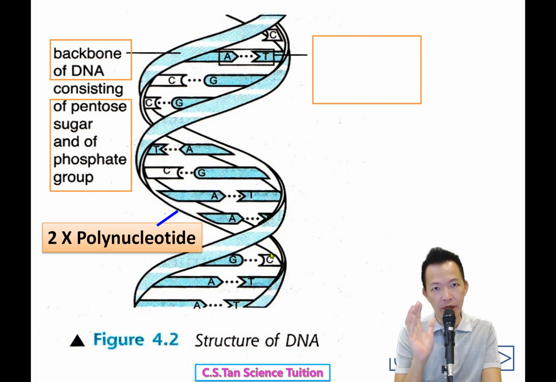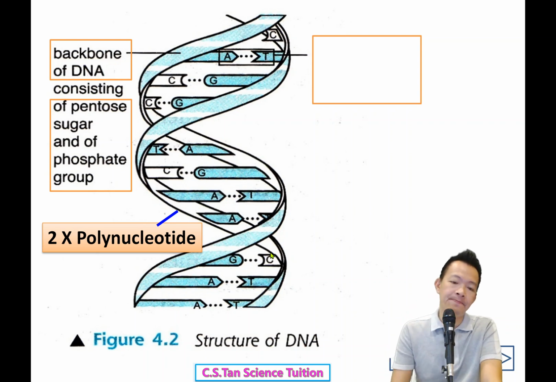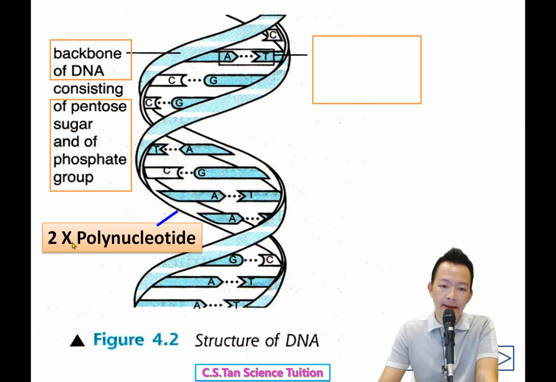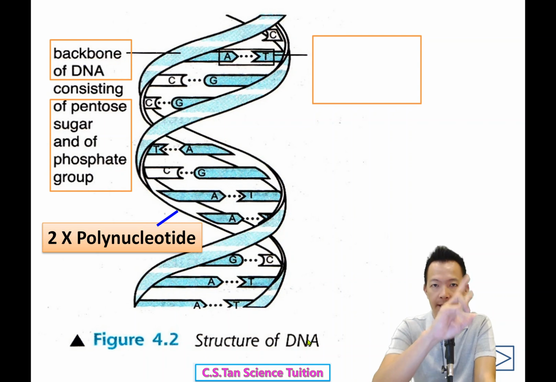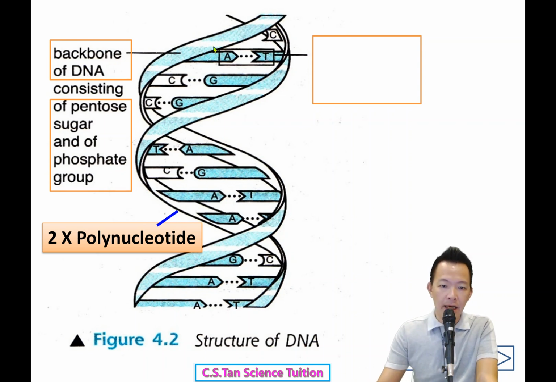等一下还有很多图片帮你明白，慢慢来。So 2 strands of polynucleotide join together, become DNA, and become the structure called double helix. And the backbone of DNA is actually made up of pentose sugar and phosphate group. 它的脊椎骨就是这2条骨头 is made up of pentose sugar and phosphate group.